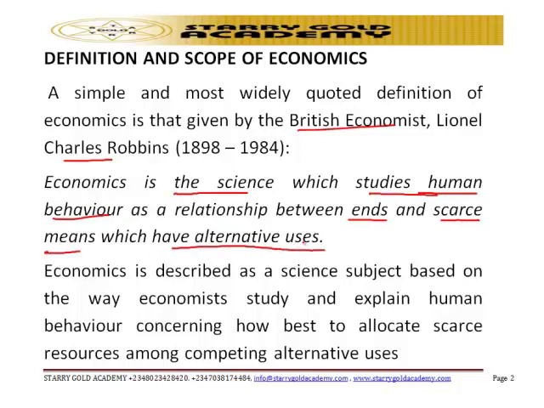The reason why this definition was generally accepted was because of key elements embedded in it. One of the elements is a science, a science that studies. It also involves the study of human behavior and how human behavior relates. It is a science that studies human behavior as a relationship between ends and scarce means.